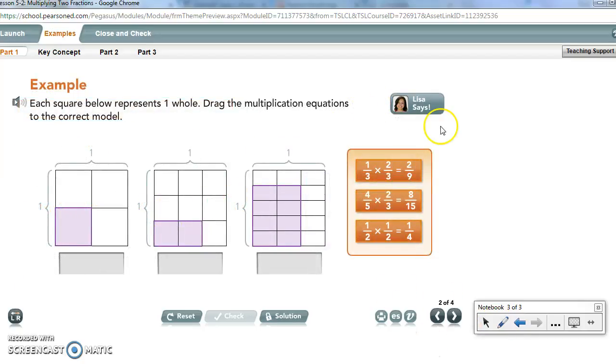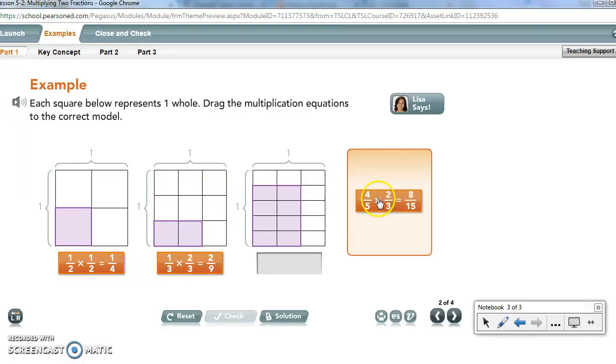So here what they want me to do is figure out which numbers go along with the pictures. Now, of course, we could go through and be like, oh, 1, 2, 3, 4. So this must be 1/4. 1, 2, 3, 4, 5, 6, 7, 8, 9. 2 of them are shaded, so 2/9. And this one, we know then it has to be 8/15.